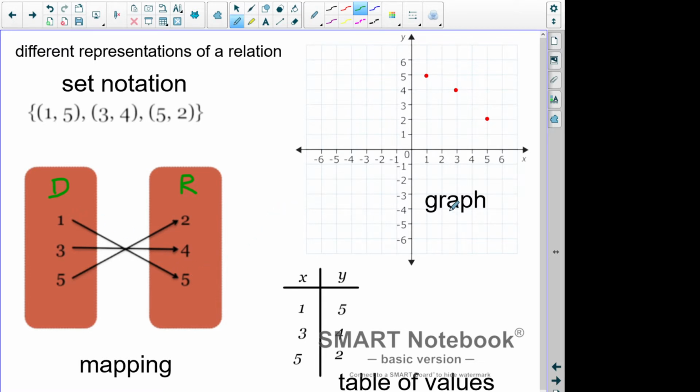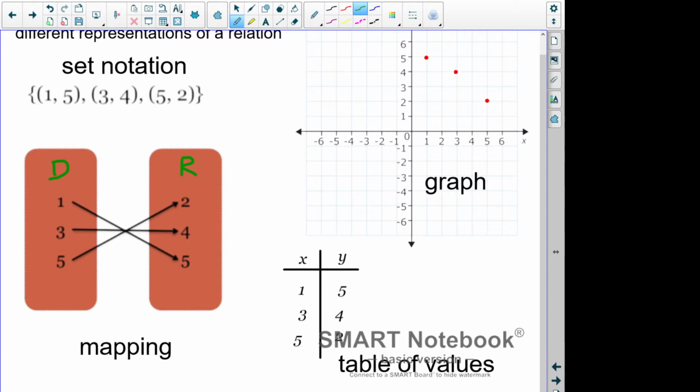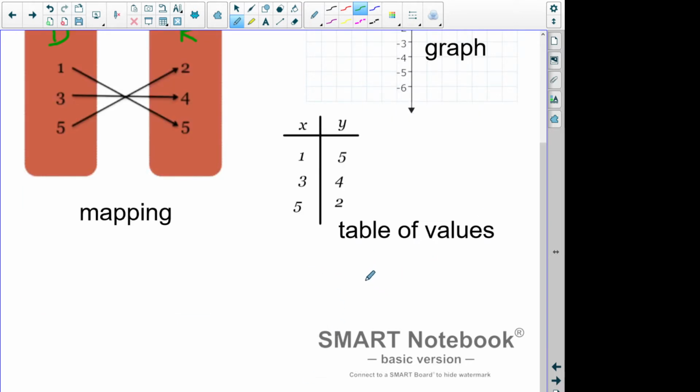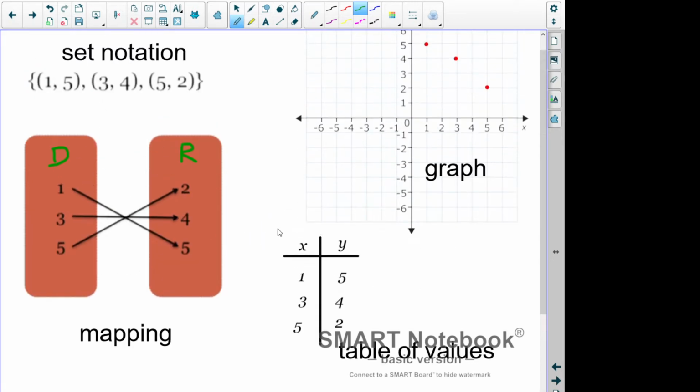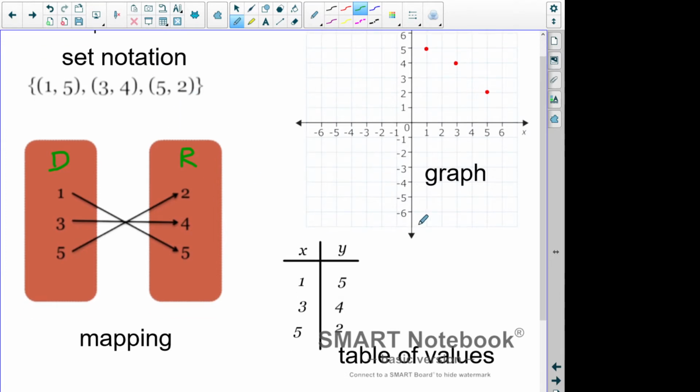Another way we have of doing that is graphically. So we can draw a picture of what it looks like. Here are those 3 points shown on a graph. So that's another way of representing a relation. And then the last way that we have is with a table of values. Any of these representations work, and you'll see them used interchangeably. Either set notation or a graph or a table of values are typical for what we see. You'll see these mappings show up every now and again, but it's kind of involved to draw these pictures out. It's way easier to write a table of values or just simply type out this set of numbers.